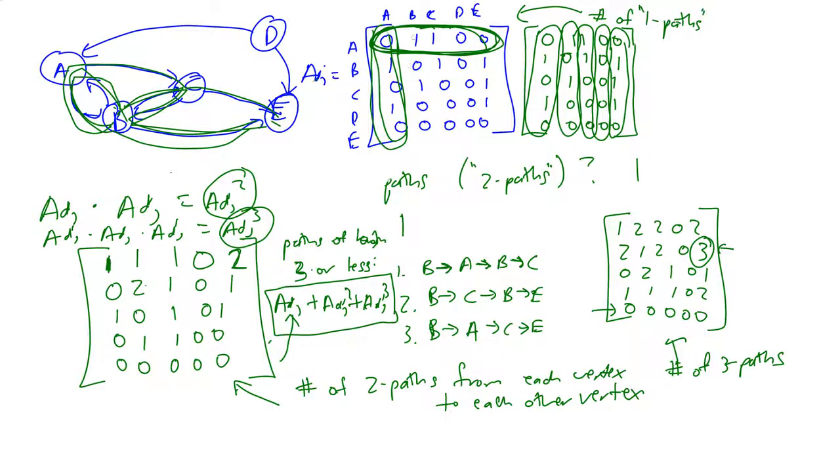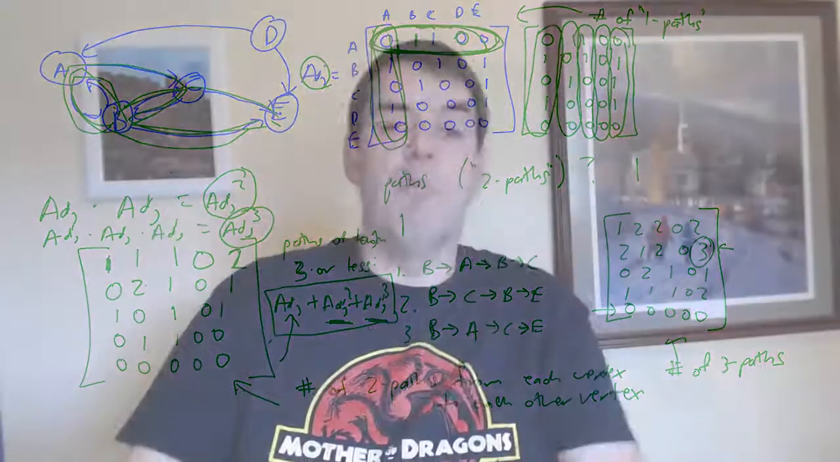Because when we say there's a 1 right there, we mean there is 1 way to get from A to B in a path of length 1. And there are 0 ways to get from A to D in a path of length 1. So this matrix by itself gives you the number of 1 paths. If you add that to the matrix that gives you the number of 2 paths, and then add that to the matrix that gives you the number of 3 paths, you get the number of paths of length 3 or fewer, right?